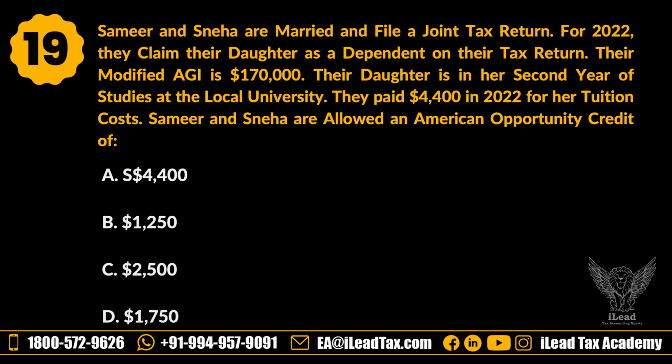Samir and Sneha are married and file a joint tax return. For 2022, they claim their daughter as a dependent on their tax return. The modified AGI is 170,000. The daughter is in her second year of studies at the local university. They paid 4,400 in 2022 for her tuition cost. Sneha and Samir are allowed an American Opportunity Credit of A, 4,400, B, 1,250, C, 2,500, D, 1,750. Let's see what the answer is.